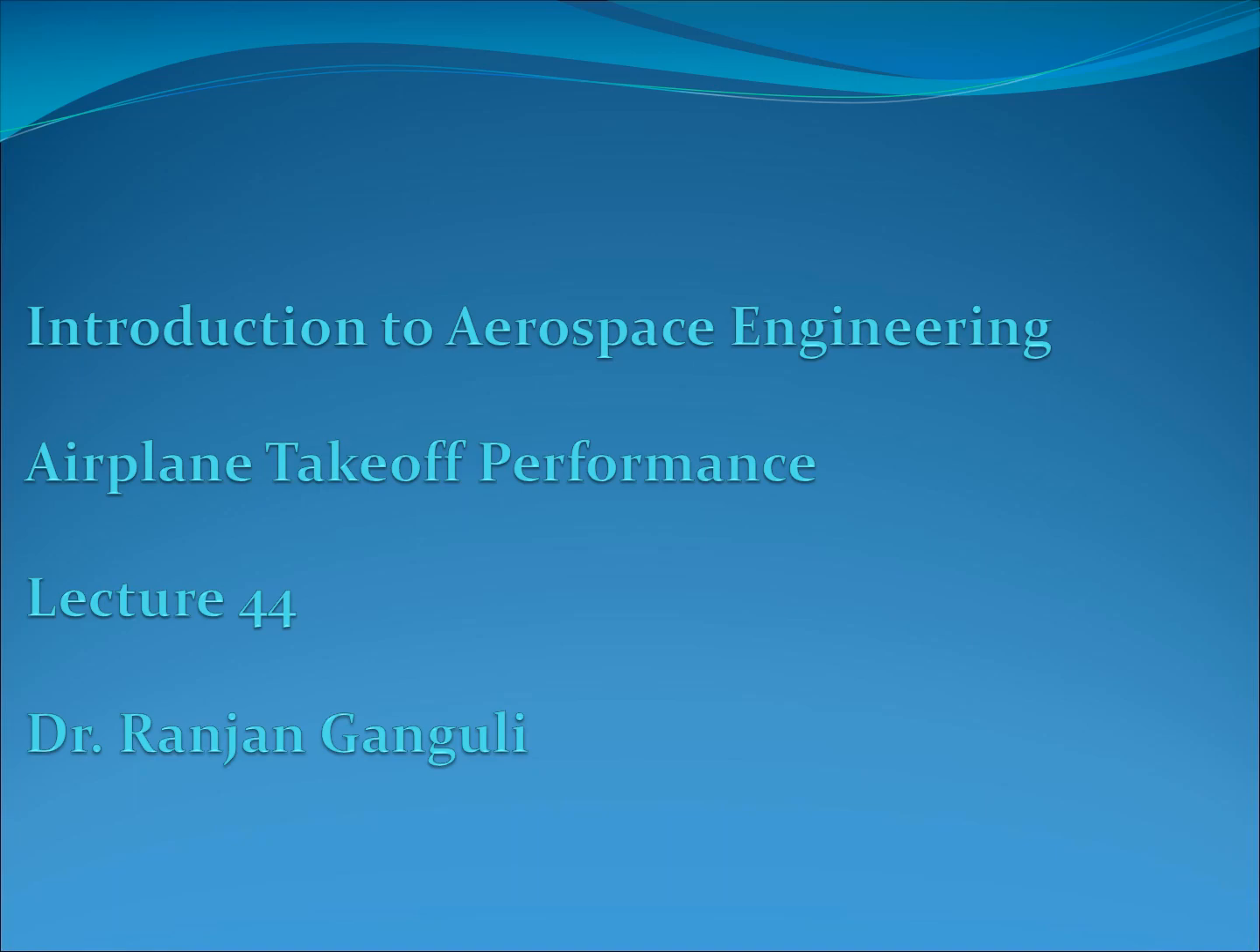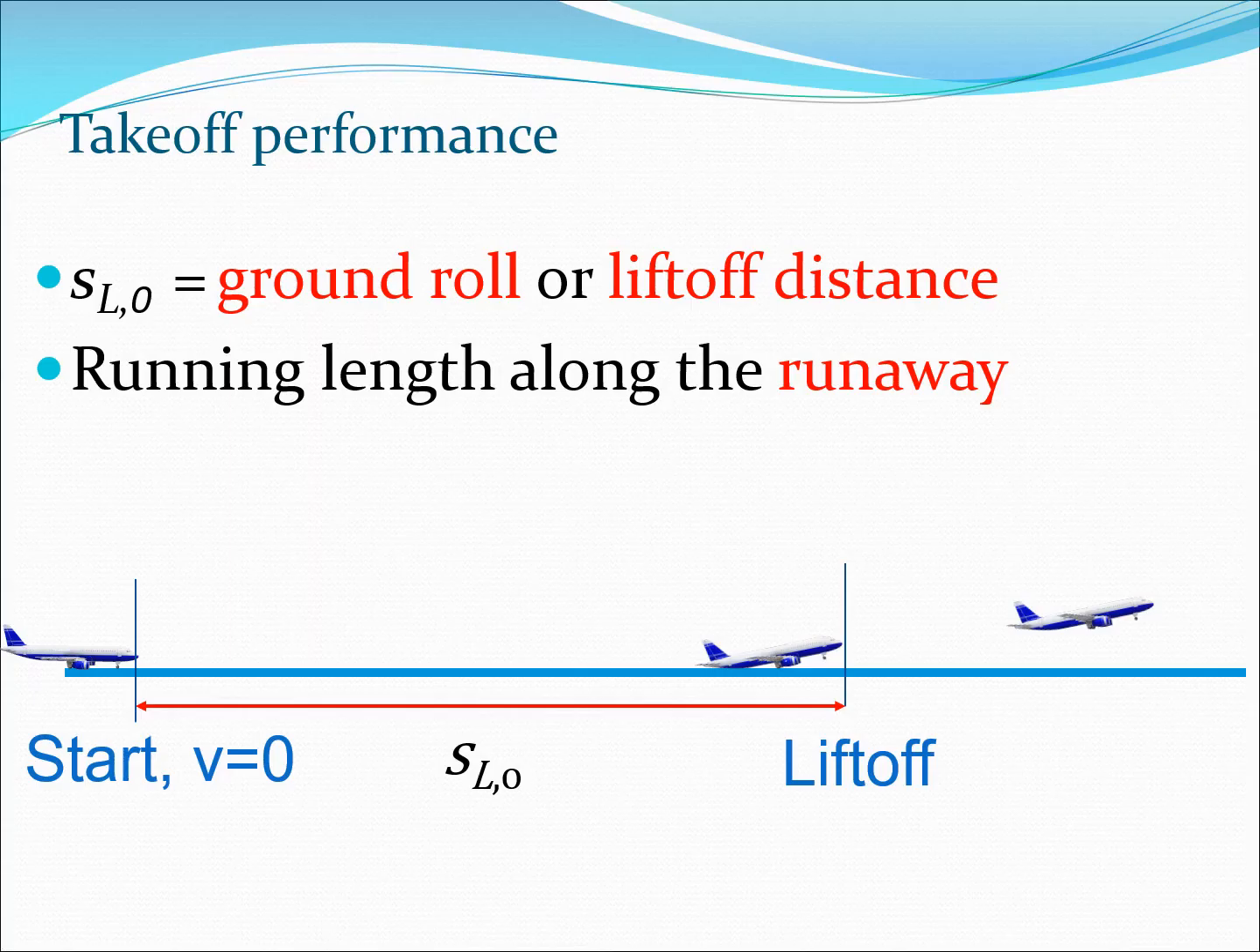I'm Dr. Ranjan Ganguly. So let's start looking at a typical runway. So let's say the aircraft starts at this point here, and at this point of course time is 0 and velocity is 0, and then it taxis along this particular length, and then at a certain point at a distance S_LO it lifts off from the airstrip.